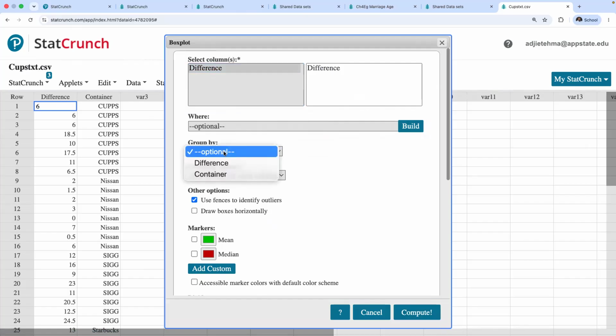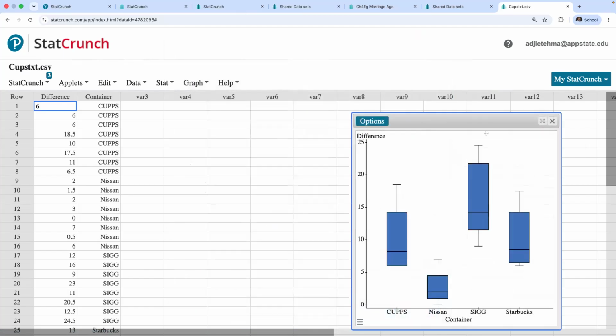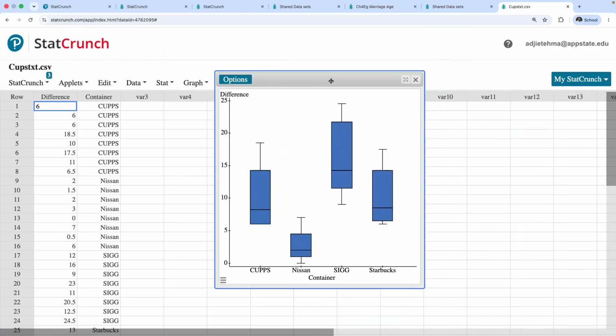And then we should group by container. And then we hit compute. And then we have this.